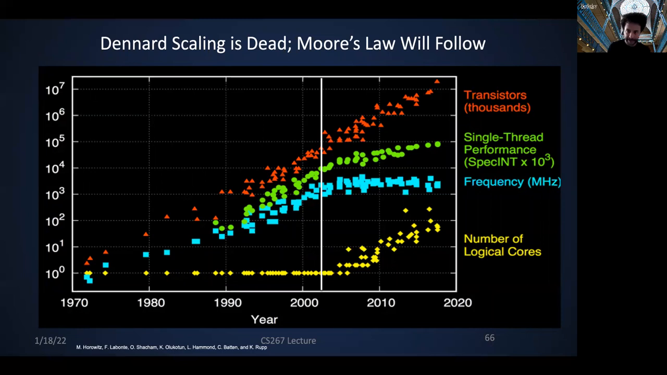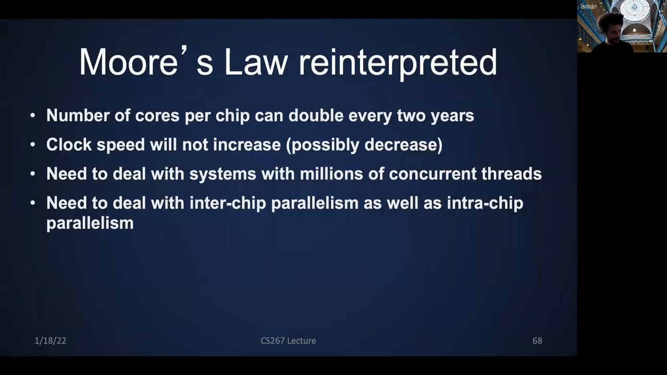So we already talked about this. Dennard scaling is dead because of power issues, and the expectation is that Moore's law, the transistor density, will follow it. But the takeaway for our course is that there will be a growing burden on software to deliver better performance by extracting more parallelism.